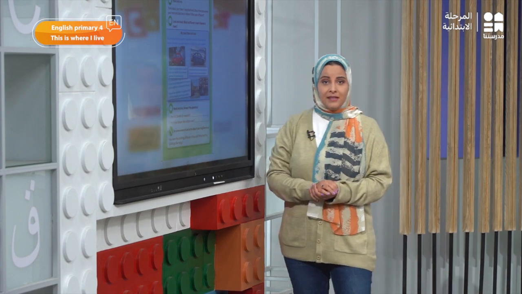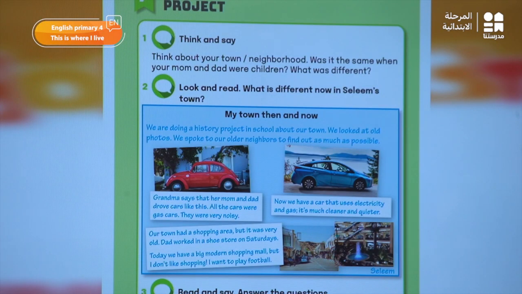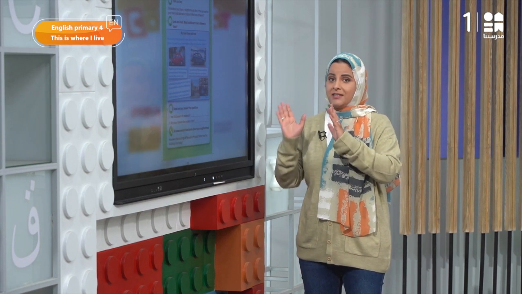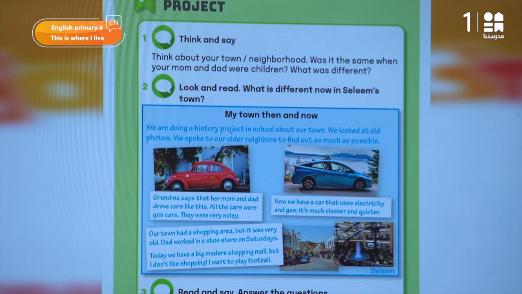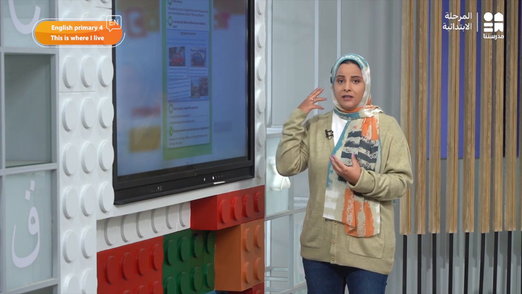تعالوا نشوف العربية التانية. Now we have a car that uses electricity and gas. العربيات دلوقتي في عربيات بتمشي بالكهرباء، ودي طبعا بتبقى صديقة للبيئة، وعربيات تانية بتمشي برضو بالجاز، بس هم مش noisy زي زمان. It's much cleaner and quieter. يعني دلوقتي العربيات مش بتعمل تلوث زي زمان، وخصوصا التلوث السمعي.